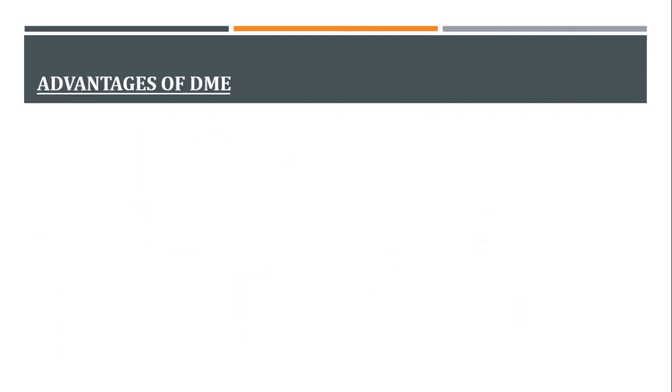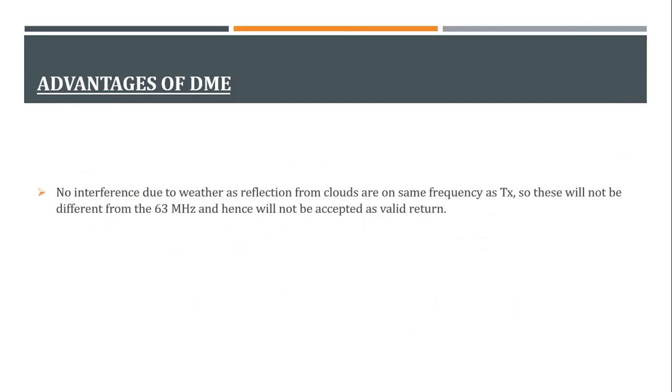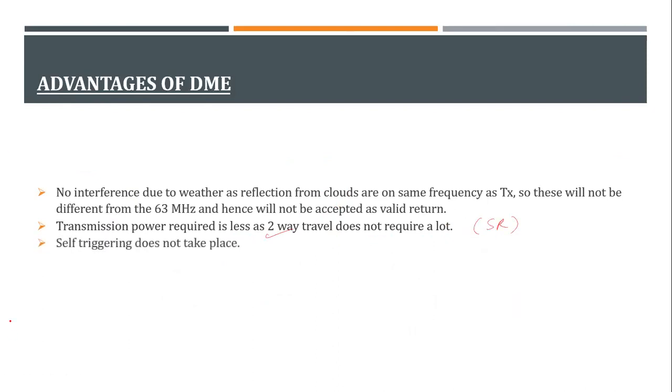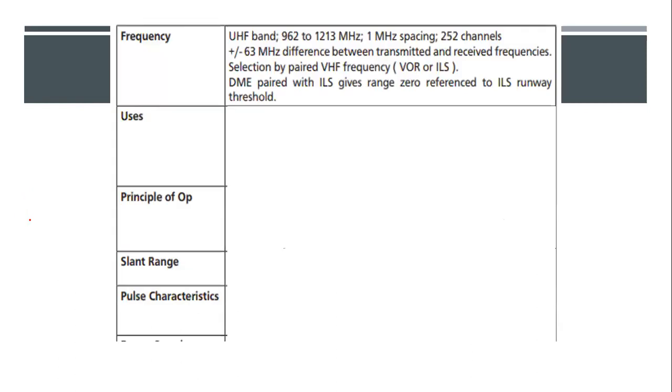What are the different advantages of DME? There is no interference due to weather, as reflections from clouds are on the same frequency as transmission. So your aircraft is waiting for another frequency to come, right? So if it receives the same frequency as transmitted, then it will not accept it. Transmission power is less required as there is no travel back. This is the advantage of what? Secondary radars. Basically, all these advantages are of secondary radars. Self-tracking, just like this, self-tracking does not take place. These three were the advantages.